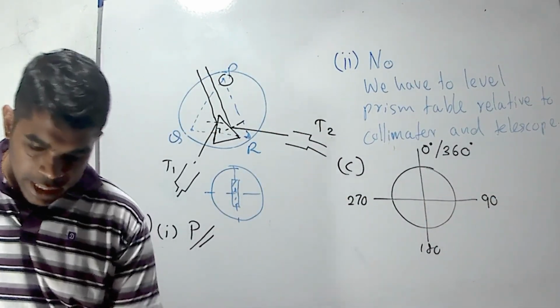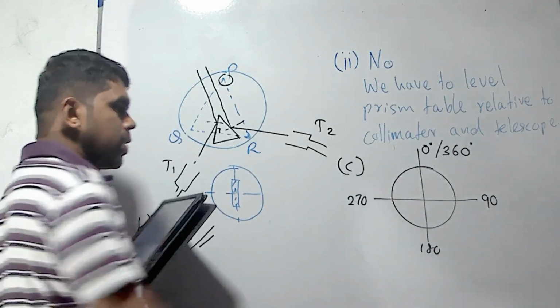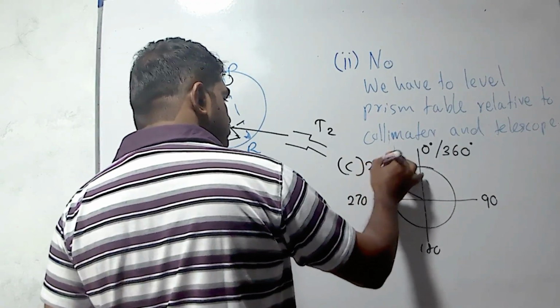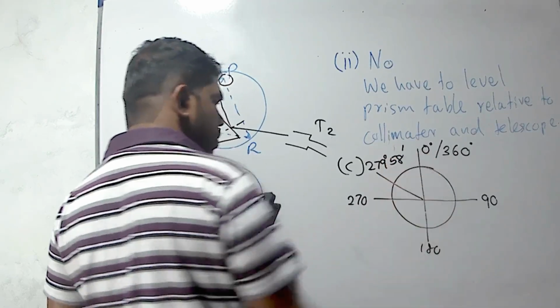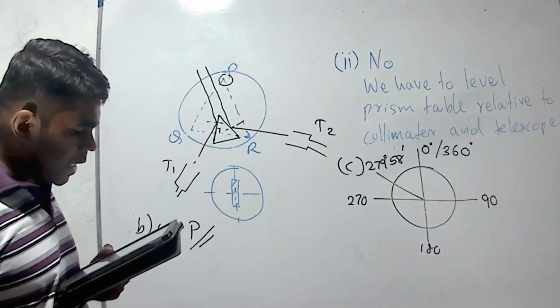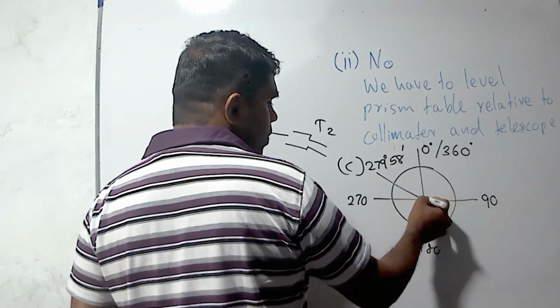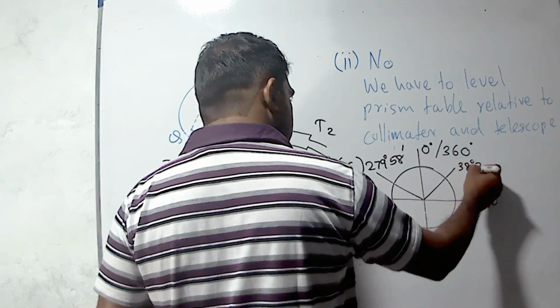The first reading is 279 degrees and 58 minutes. It is a position like this. The second reading is 38 degrees and 2 minutes. It is between 0 and 90. I will mark it like this.